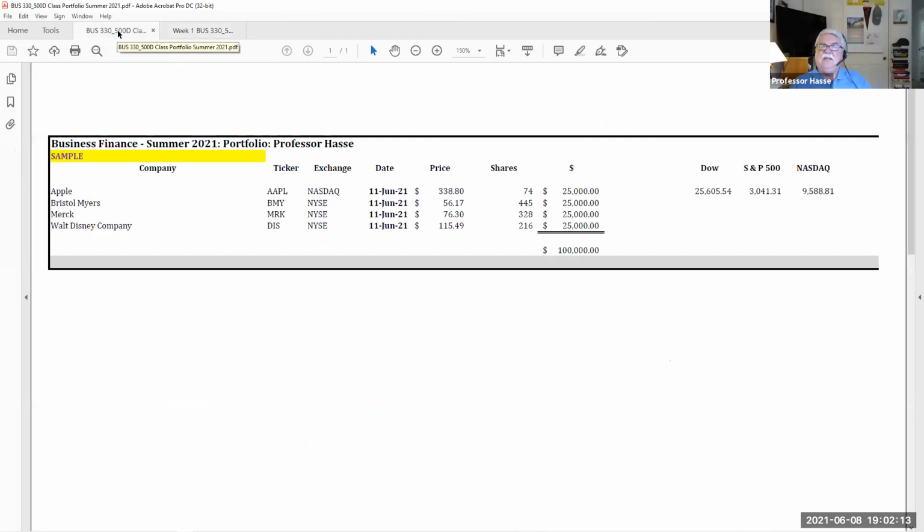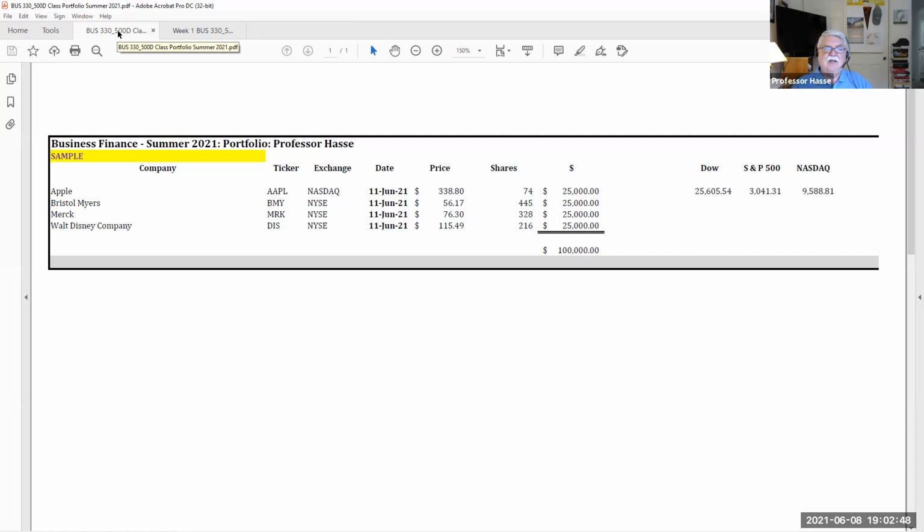Here are those 4 stocks I just showed you. Oh, excuse me. A couple of stocks have changed, but this is just a sample, so don't worry about it. I picked 4 stocks. I invested $25,000 in each. I gave the ticker symbol. The ticker symbol is the symbol that is their representation in the market. The exchange at which that stock is traded on. The date of the purchase of the stock, which is this Friday, June 11th. Naturally, this hasn't happened yet, but I put the date down anyways.